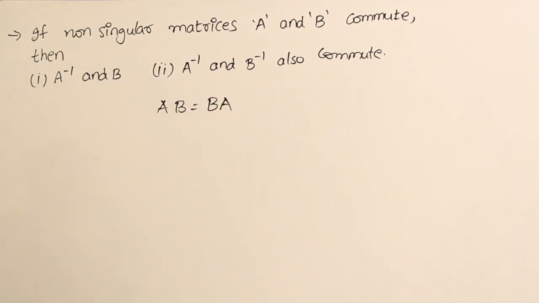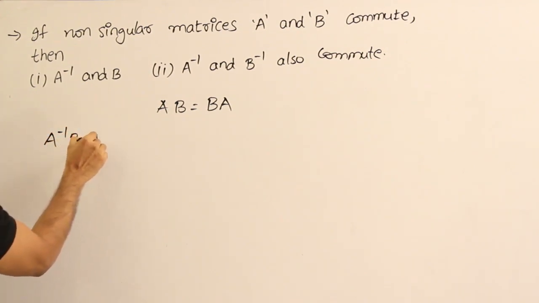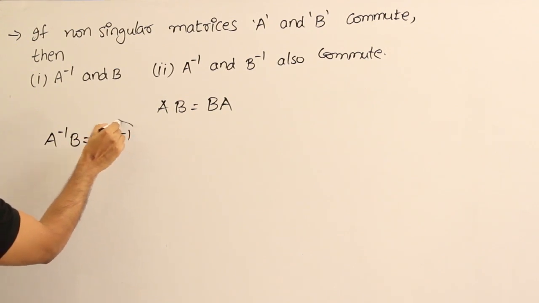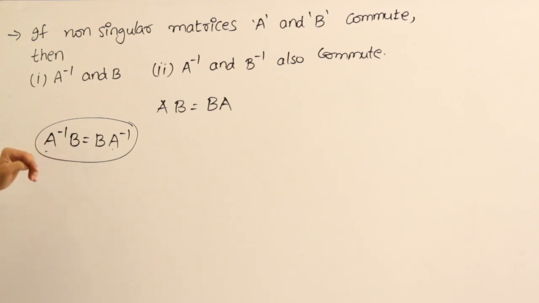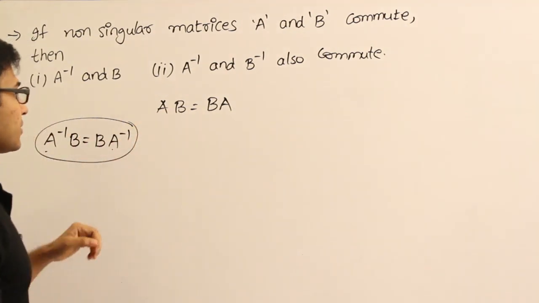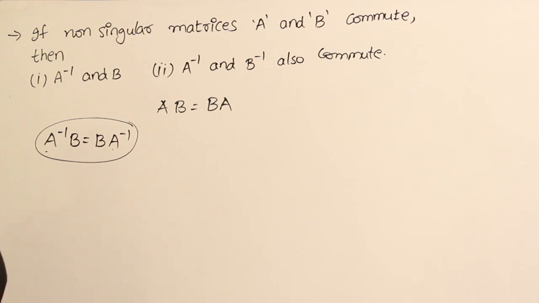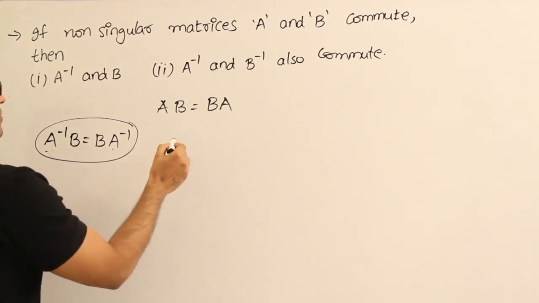Now let me prove the first point, that A inverse and B also commute. If I have to show that A inverse and B also commute, then I am supposed to get that A inverse into B equals B into A inverse. If I can derive this equation from the given equation, then it implies that A inverse and B both are commuting, right? So let me prove this one. From this I want to get that.